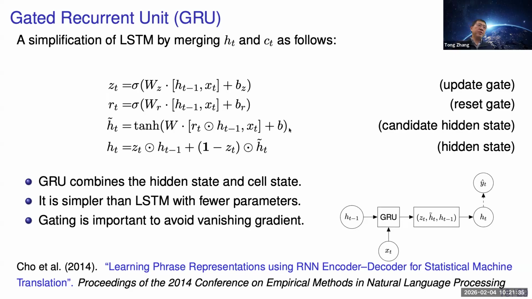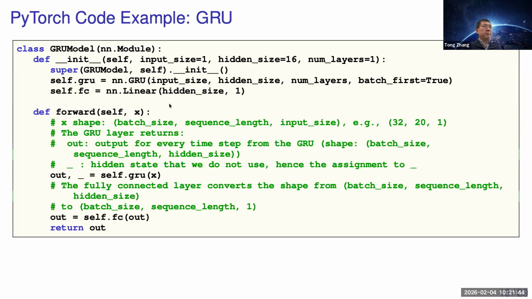Okay, so this is a simplified structure, and that is the GRU. Essentially, they are pretty much the same. I don't think there's much difference between these three codes. If you look at the one code, you just replace RNN with LSTM, LSTM with GRU, and everything else stays the same.